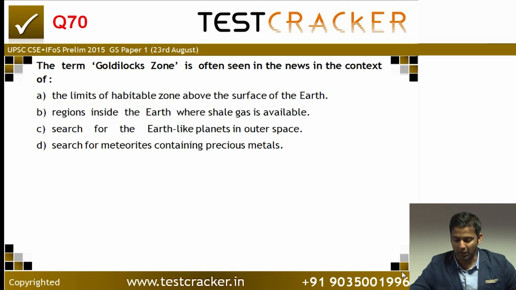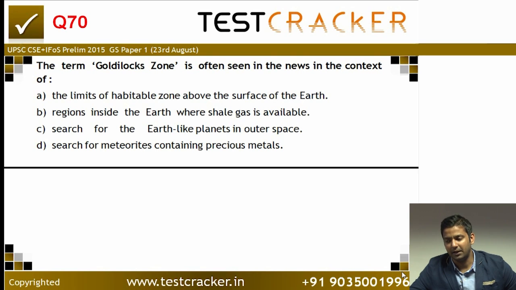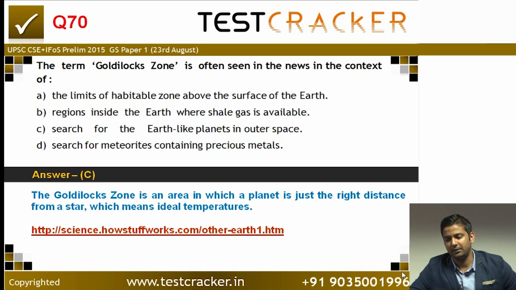So, since we cannot be looking everywhere in space for Earth-like planets, to begin with, and which may not be the correct thing to do, the scientists are looking at areas which are as far from their own sun, their own star, as Earth is from the Sun, right. The answer option is C, just the right distance from its star. If the planet is there, then you say it is in the Goldilocks zone.